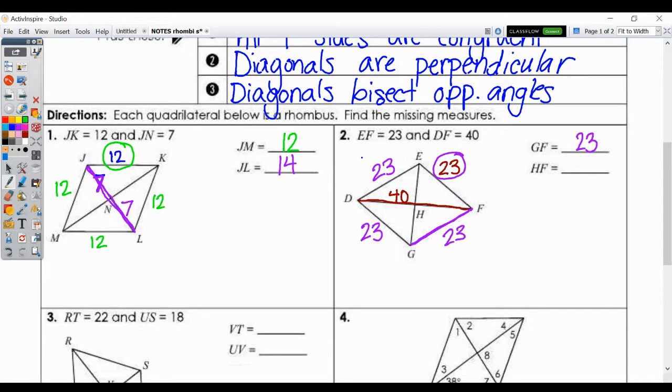Then they would like to know HF. HF is just a half. So I just want half of the whole thing, which was 40. So half of 40 is just going to be 20.